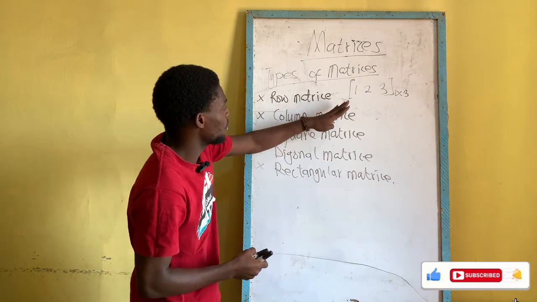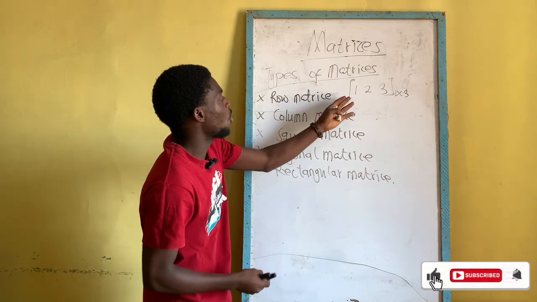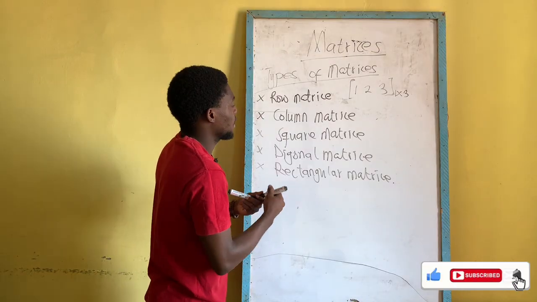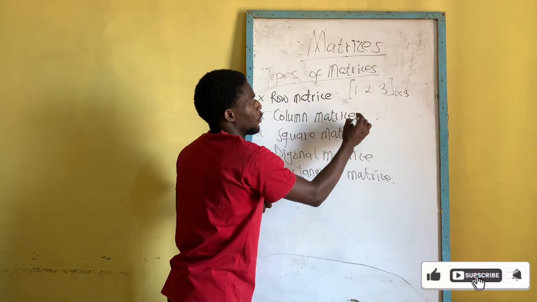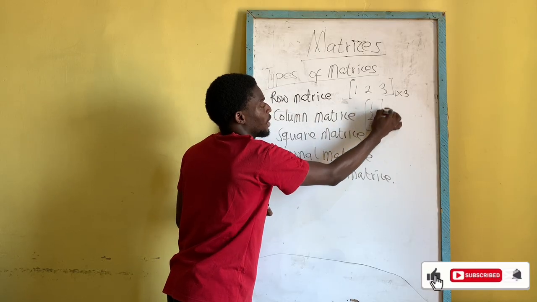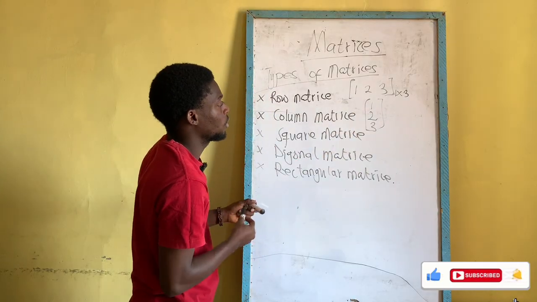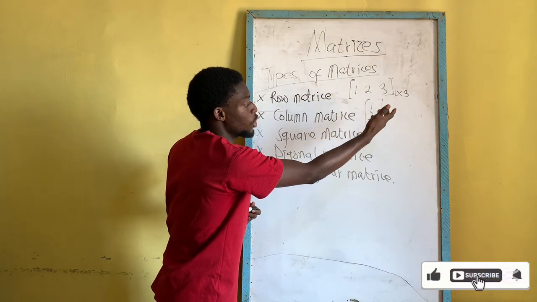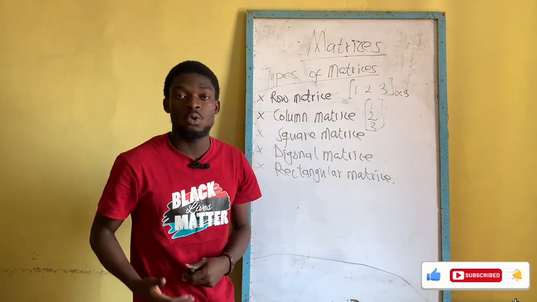As I defined the row matrix, the opposite of this row matrix is a column matrix. Now the column matrix is just turning this upside down. So we have 1, 2, and 3. So this is an example of a column matrix. This particular matrix has multiple rows, but a single column.